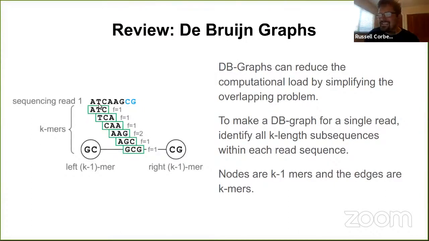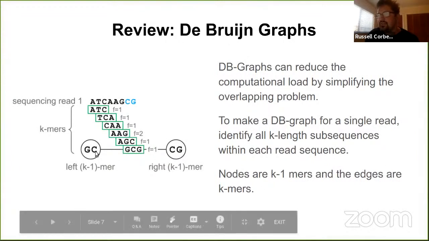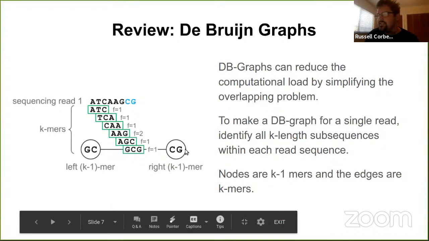So you find all your constitutive 3-mers, right? You have ATC, TCA, etc. And then what you're doing for each of these is you're constructing this little link in a graph, right? So your nodes now are your k-1 mers on the left and the right. And the edge is this k-mer. And it's actually a directed graph. We're going from GC to CG this way.